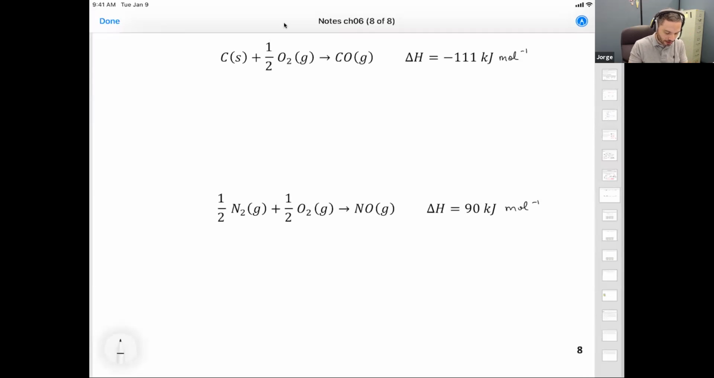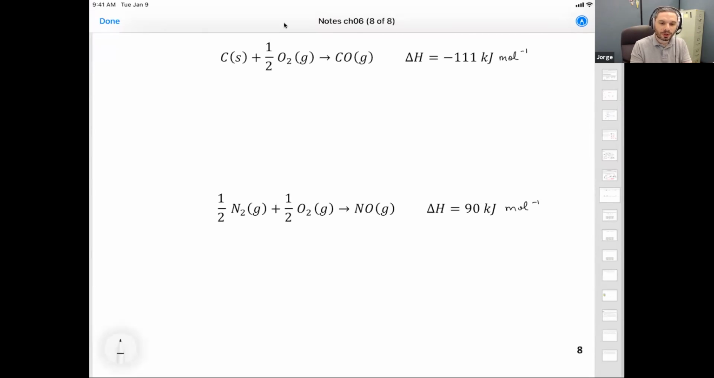Okay, so here again, we are starting with nitrogen gas reacting with oxygen gas, and the only compound that's being formed is nitrogen monoxide in the gas state. And we know that the delta H for this reaction is 90 kilojoules per mole. Okay, so that's called the formation of nitrogen monoxide reaction.